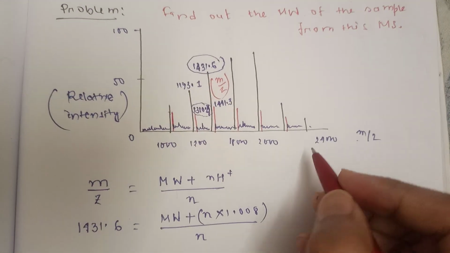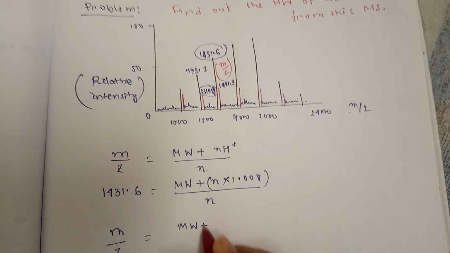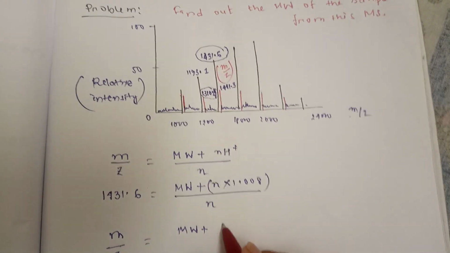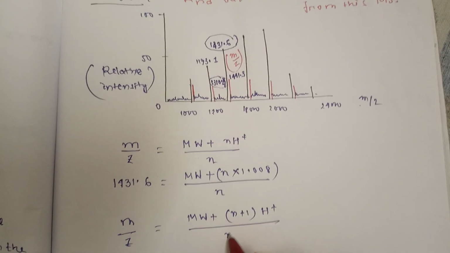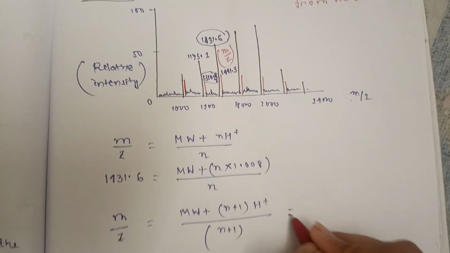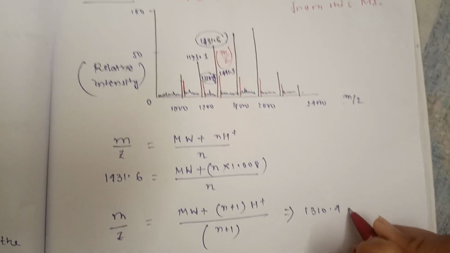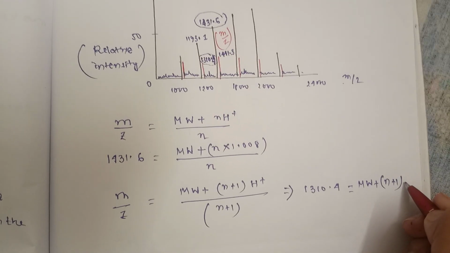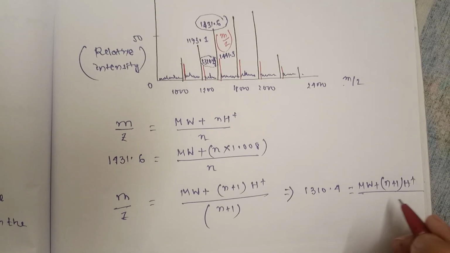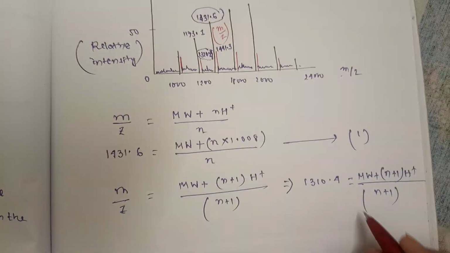1310.4. So for this, what will be the equation? m/z will be what? Molecular weight, same, but this time this is not n. If it's n, then it will be n plus 1: 1310.4 equals molecular weight plus (n plus 1) hydrogen's mass, divided by n plus 1. So we have got two equations.